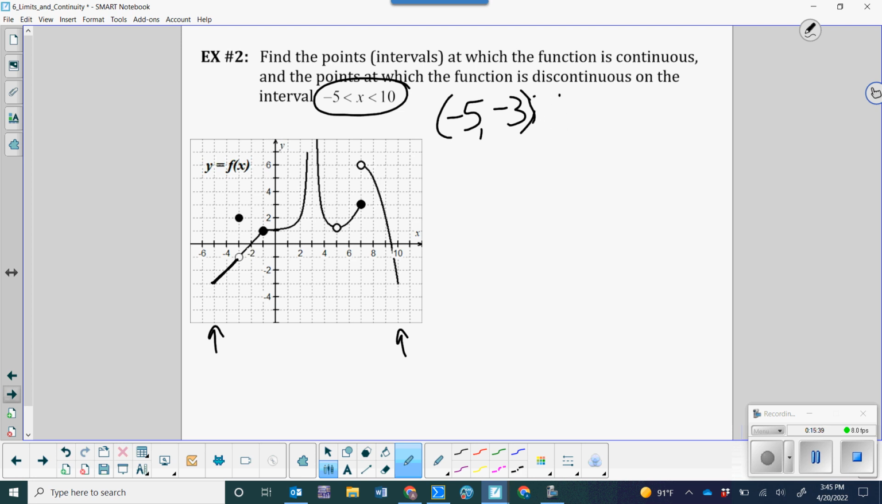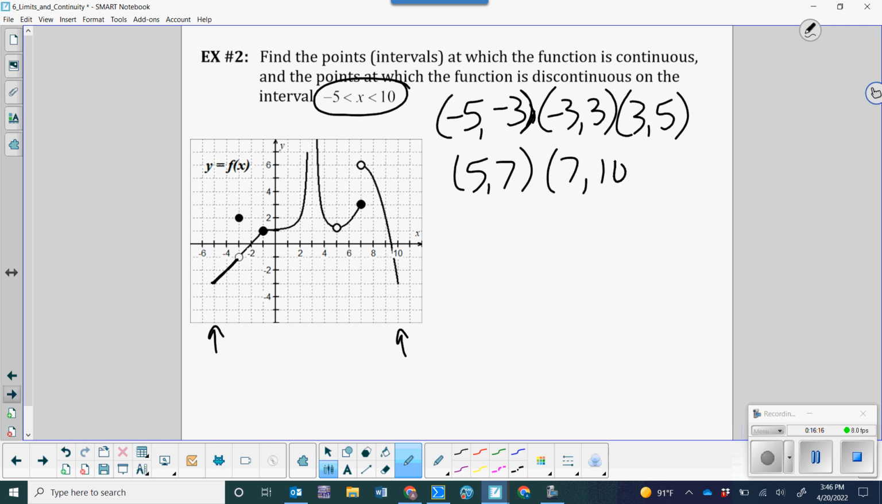We're just going to say where the function's continuous. We're going to give all the intervals. So -infinity to -3, and then it's continuous from -3 all the way to 3, not including 3. And then if you go from 3 until you get to 5, there's an open circle there, so it's continuous from 3 to 5, and then from 5 to 7, and once you get to 7, you have a jump discontinuity, and then it's from 7 to 10.